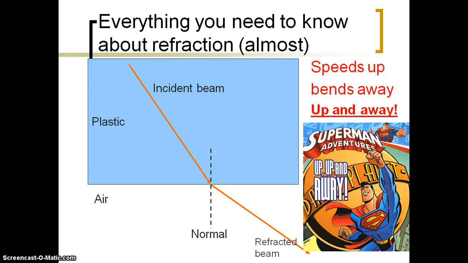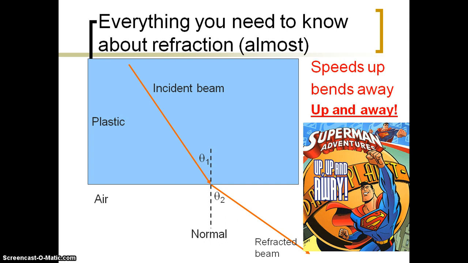One easy way to remember this, if you are a fan of Superman, he used to say up, up, and away. So if the light speeds up, it bends away, up and away; down, towards. So all you have to do is figure out, does light speed up or slow down, to know if it bends away or towards the normal. Again, the angles are measured relative to the normal.